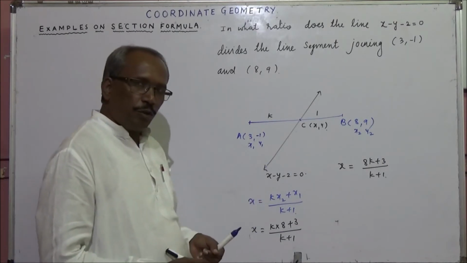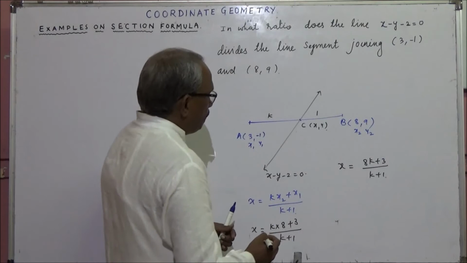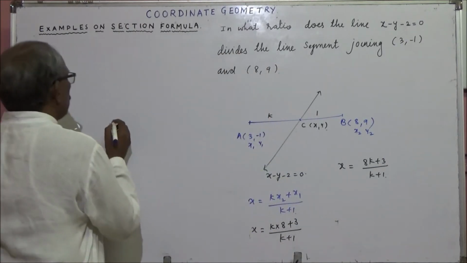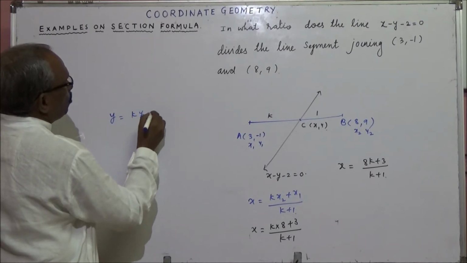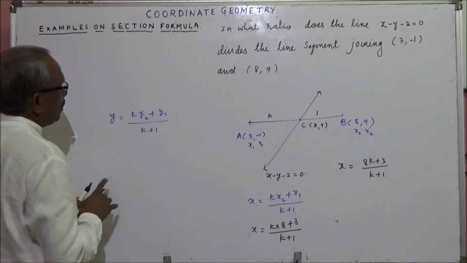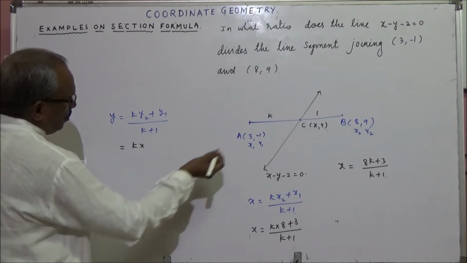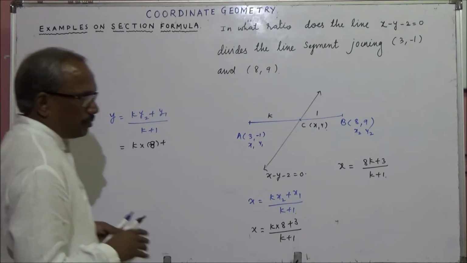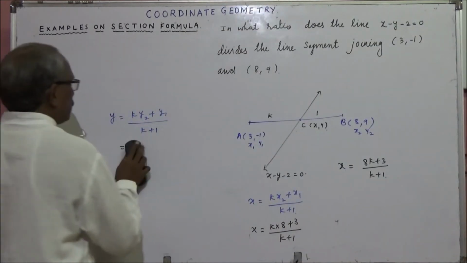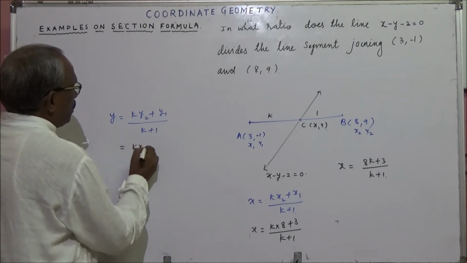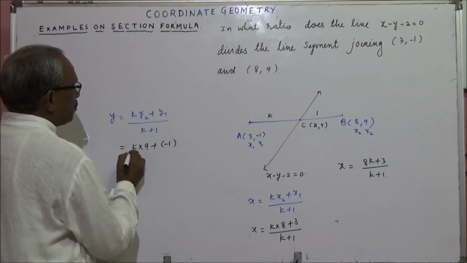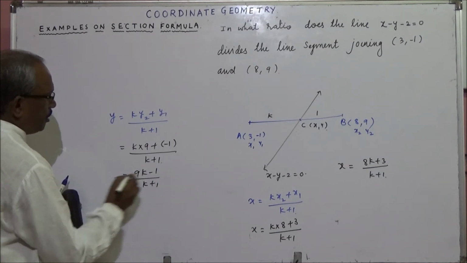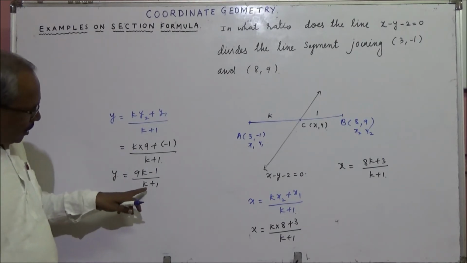Now we have to calculate y also. So what will be y here? Y is equal to, right here, y is equal to ky2 plus y1 upon k plus 1. So what is y2 here? y2 is 9. K into 9 plus y1, means minus 1, upon k plus 1. So this is 9k minus 1 upon k plus 1.